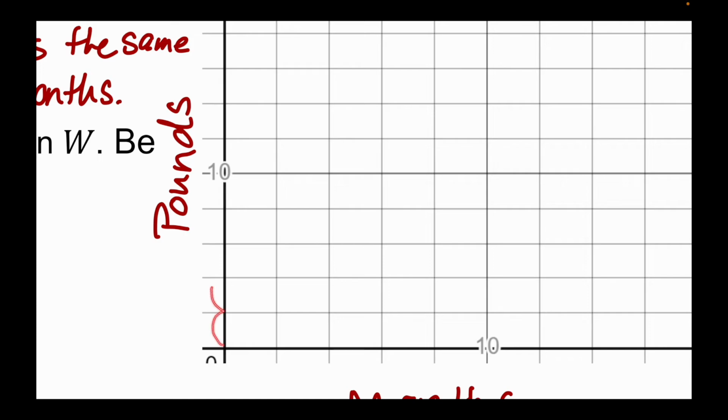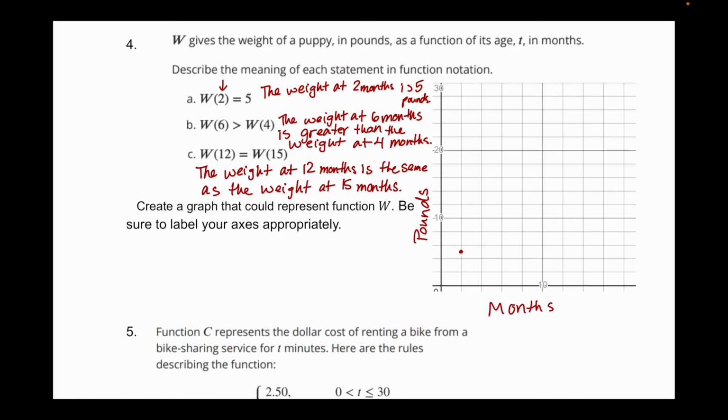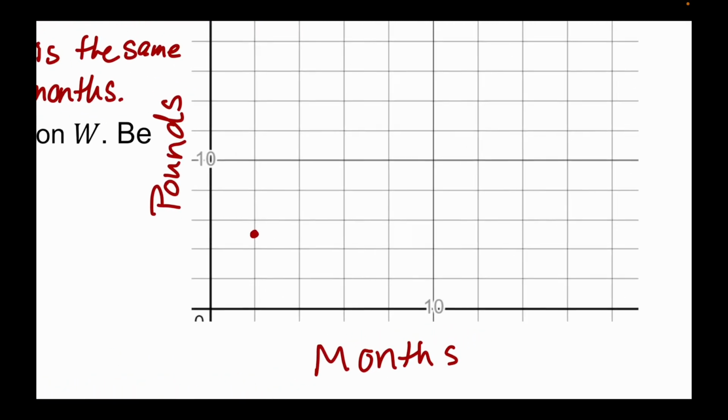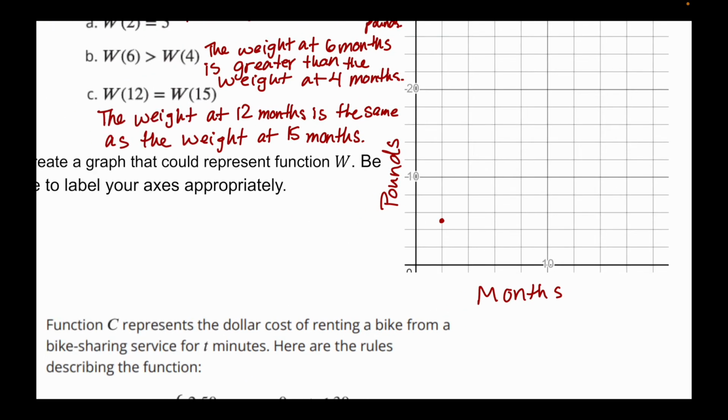And the other axis is the same essentially. So this goes in twos, 2, 4, 6, 8, 10. So 5 is actually going to be halfway right here. So we are going to have this: 2 months, 5 pounds for our first point. At 6 is greater than at 4. So puppy's going to be increasing in weight. And then at 12 is equal to 15.